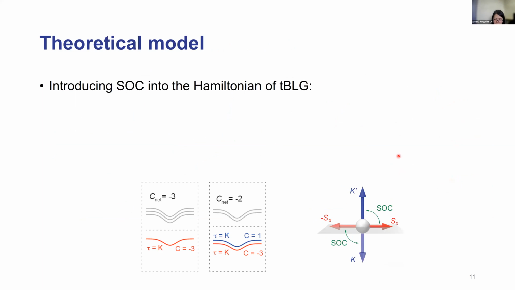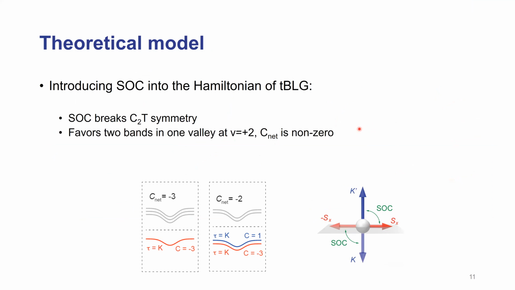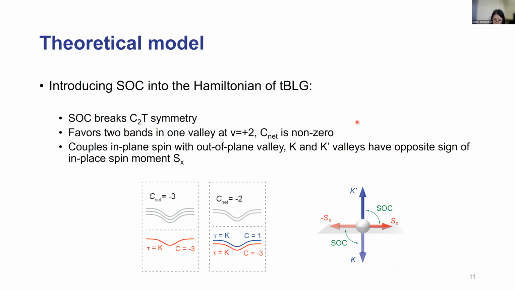And to explain this unexpected ferromagnetism at half filling of this bilayer graphene, we propose a theoretical model that introduces spin orbital coupling in this system. According to this model, the spin orbital coupling breaks the C2T symmetry. And at half filling, with spin orbital coupling, it is energetically favorable to fill two bands at the same valley. Therefore, the total Chern number is non-zero in this case. It gives rise to the orbital ferromagnets. And the model also explains the in-plane field switching and the sign change by giving a valley contrast in-plane spin moments.